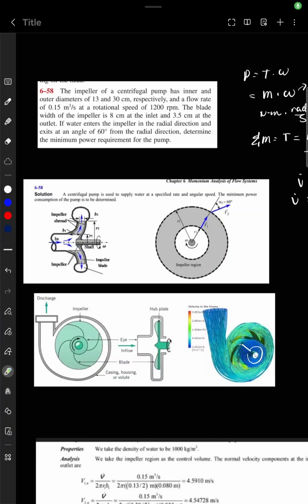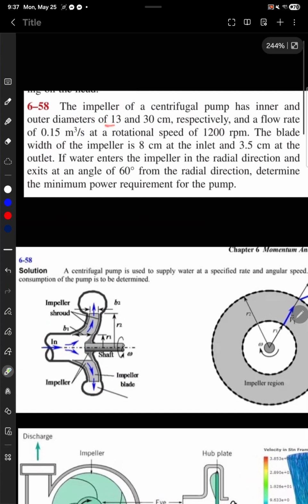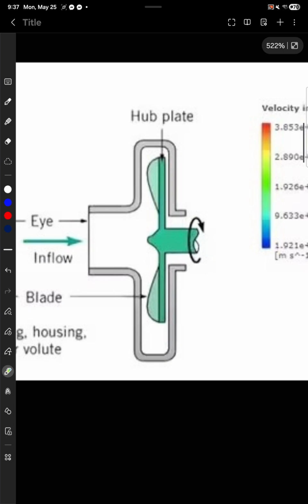Problem, I'll be discussing it fast. So we're given here a pump and we have an impeller. Now this is opposite to a turbine, but I will discuss as we go. So we have 13 centimeters of our inner diameter, 30 for our outer diameter. That is practically here as our inner diameter and here as our outer diameter.